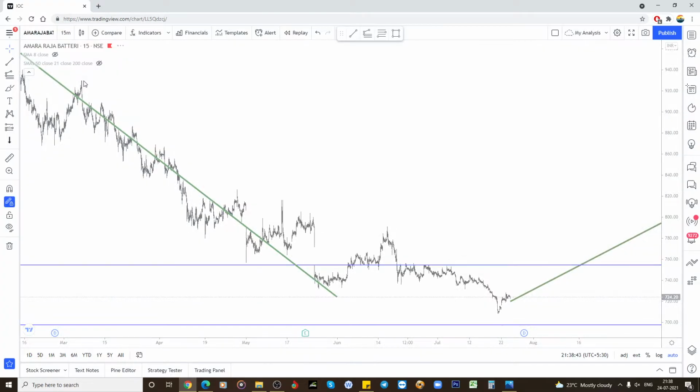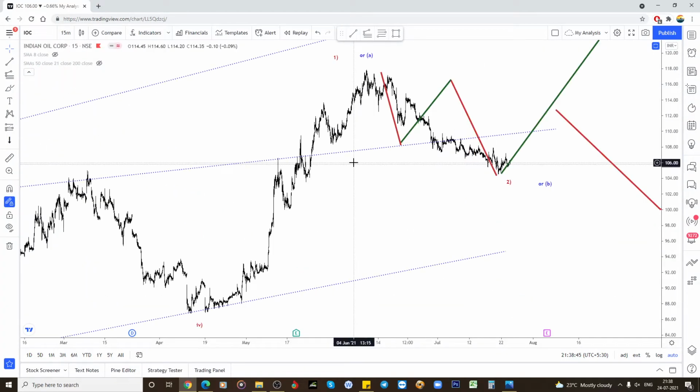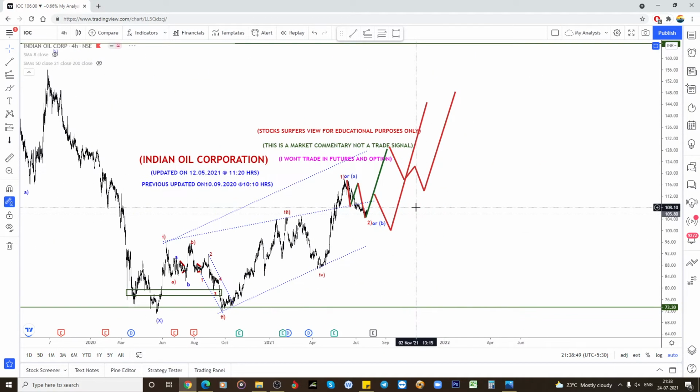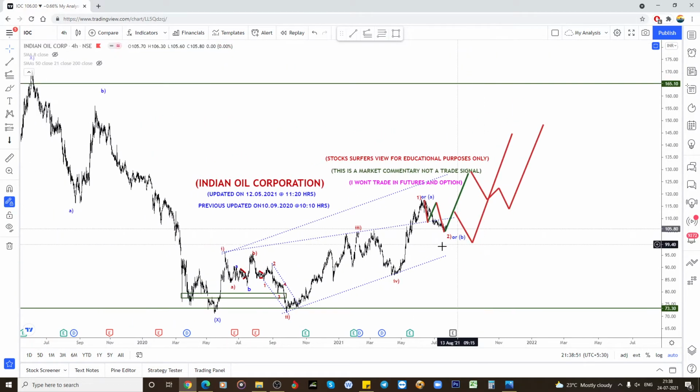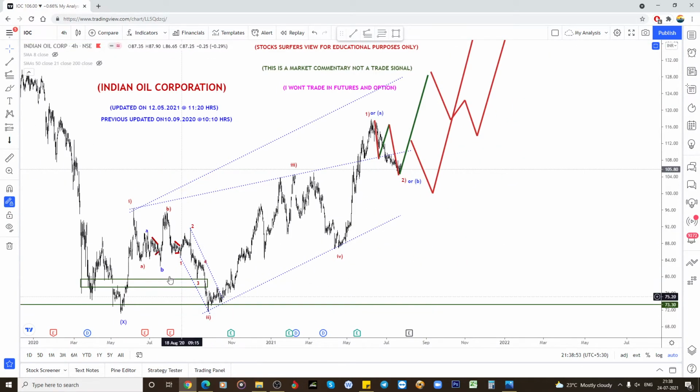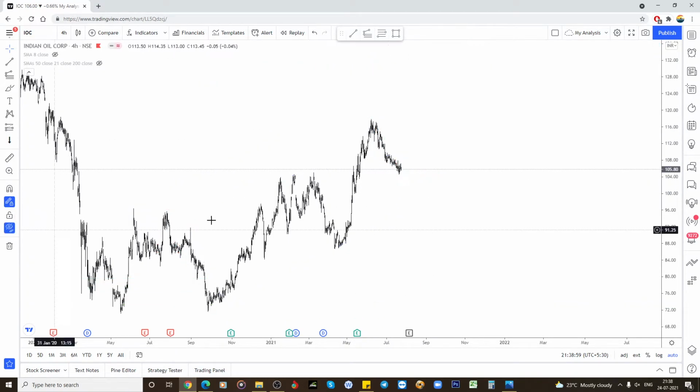IOC. So everything is bullish in all these patterns. IOC, ONGC, say 1, 2, 3, 4, 5. So I'm expecting the three-wave structure, but it is doing one impulsive wave to the downside. So wait for this bounce on the three-wave structure, and it is very slow.